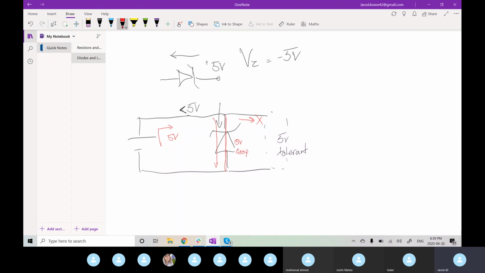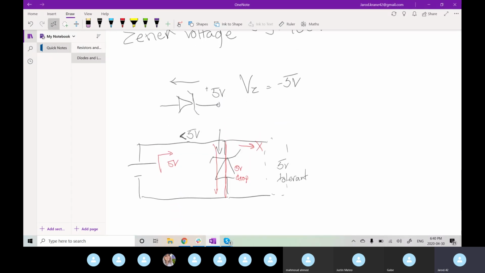In the same way that when it conducts properly in the opposite direction, it would cause a 0.7 drop across. Mm-hmm. So if you were to apply, say, a 6-volt signal at this point, you would see a 5-volt drop. Ooh, okay. Great, thank you.